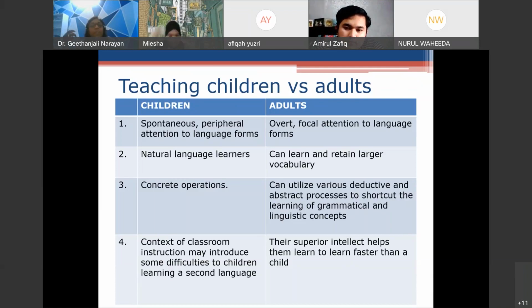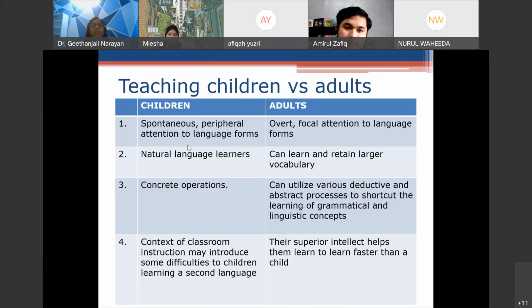All right. And children are natural language learners, whereas adults can learn and retain larger vocabulary. So adults, you can actually teach 5,000 words over 3 months, they can learn. Children, you cannot have a checklist. They are natural language learners. So the more you use the words, that's what they will remember. As long as you don't use that word, they won't know. So whatever words they come in contact with, they have heard or they use the words or someone has used, they have contact, communicated, then they will learn those words. But adults can learn more than that.